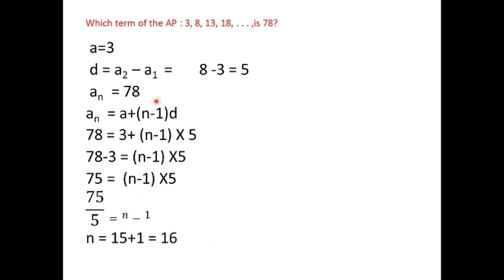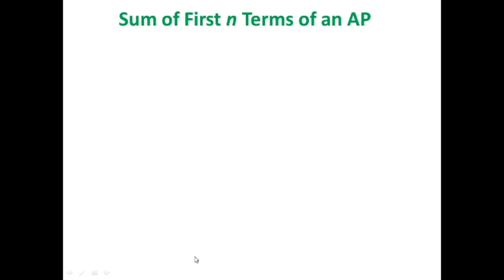I hope it is clear. Means if they give any 3 of these 4 variables, how many here? 4 variables are there, an, a, n and d. We can find the other variable value. Is it clear?